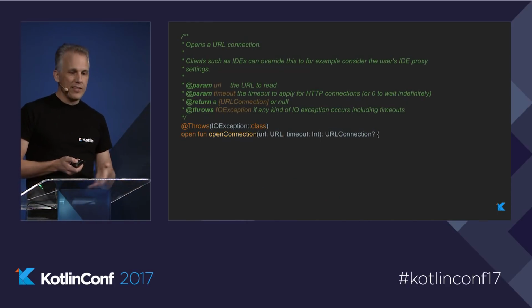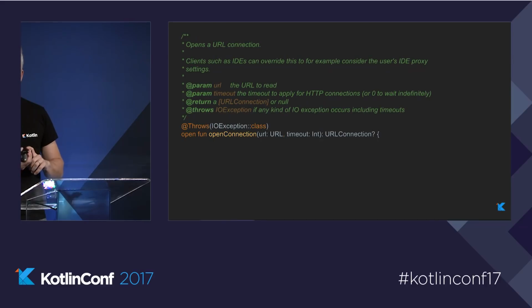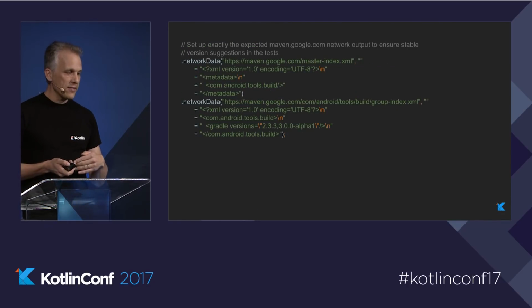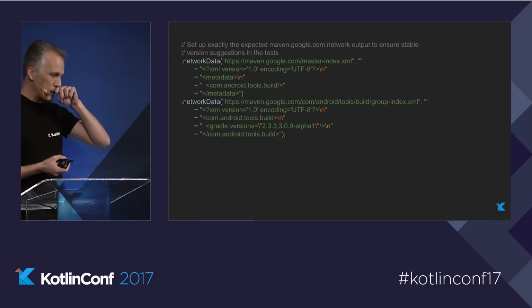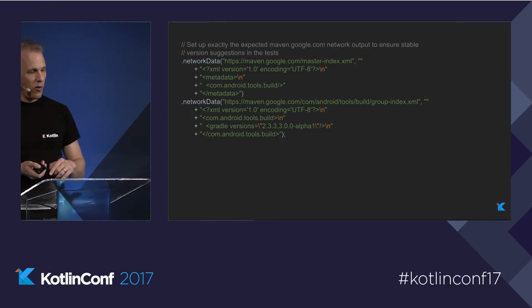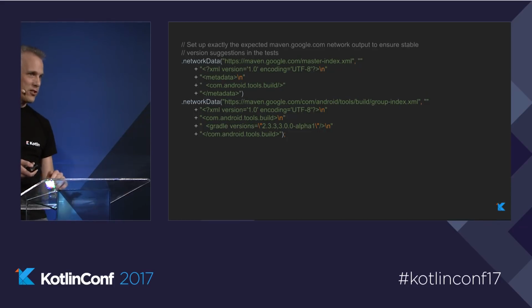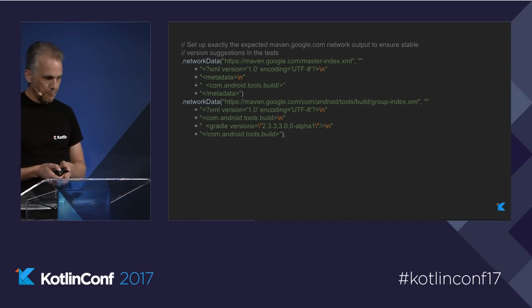Another example from LintClient is open connection. If a Lint check wants to connect to the network, you call this method, and in the IDE, it'll use the IDE's proxy settings, the user's proxy settings, for example. And from a unit test, it's very easy also, right? You can basically tell the test Lint client to mock this, and whenever anyone asks for URL A, return contents B, and so forth.